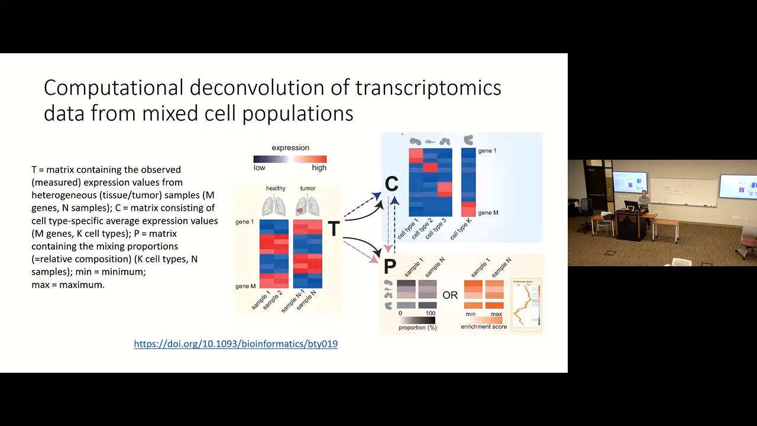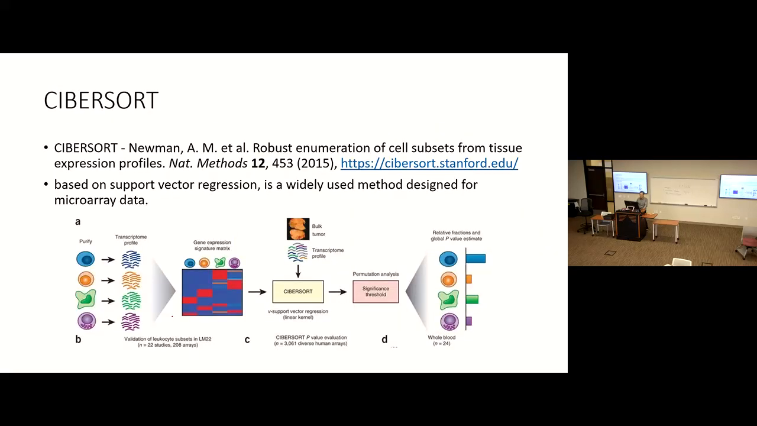Then most recently, there is another application, which is using single cell data as a reference to decompose bulk RNA-seq data. Okay. Let's see whether this is... This is not the best expression of this problem, but it's okay. So maybe we use this.